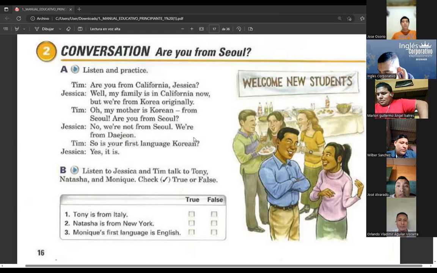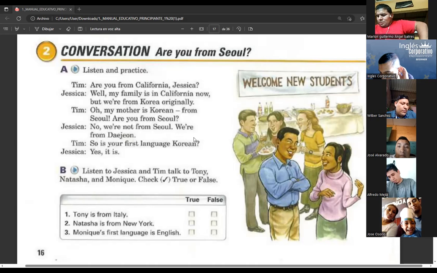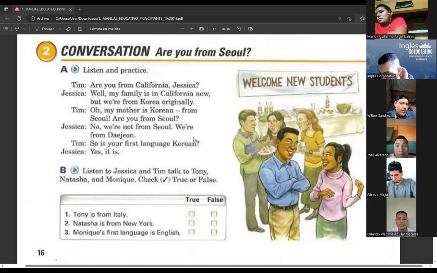Ok. Are you from California, Jessica? Well, my family is in California, now. Where from? Korea originally. Oh, my mother is Korean, from Seoul. Are you from Seoul? No, not from Seoul. We're from Daejeon. So, is your first language Korean? Yes, it is. Ahora invertimos. Excelente. Okay. Ahora cambiamos.